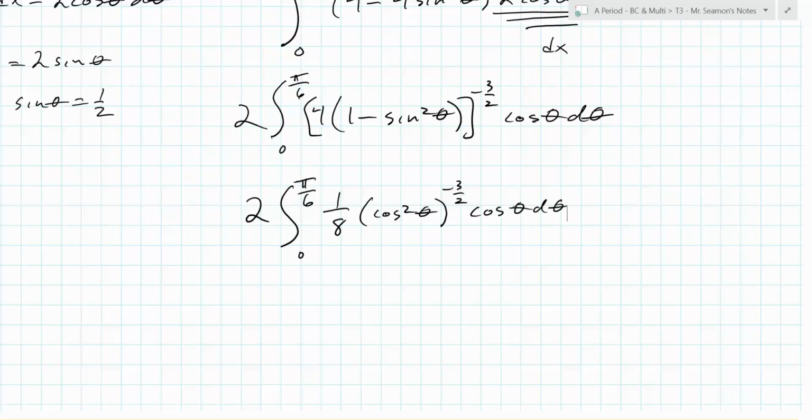Where did the 8 come from? That's 4 to the negative 3 halves. It's the square root of 4, which is 2, and 2 to the negative 3 is 1/8. Are we okay so far? What power is cosine here? 1. So what do we end up with here?